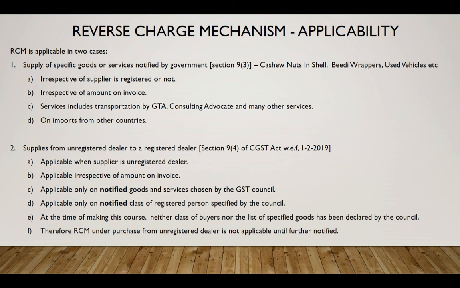At the time of making this course, neither the class of buyers nor the list of specified goods has been declared by the council. So what it means is that RCM would not be applicable whenever you buy goods from an unregistered dealer. But if you purchase goods like cashew nuts, BD wrappers or used vehicles, then reverse charge mechanism would be applicable. And the suspension of RCM under purchase from an unregistered dealer is effective up to the end of September 2019.